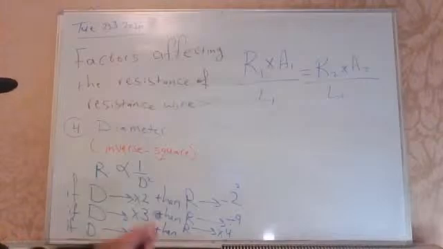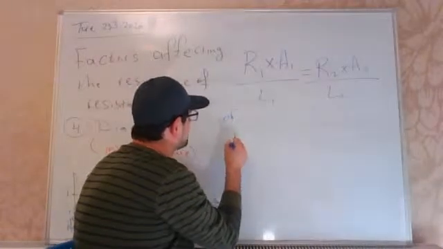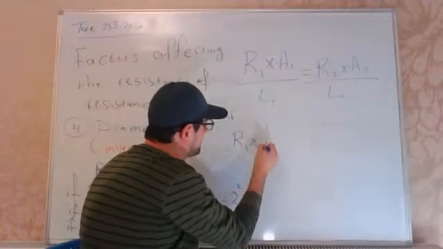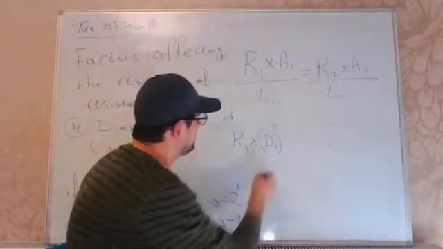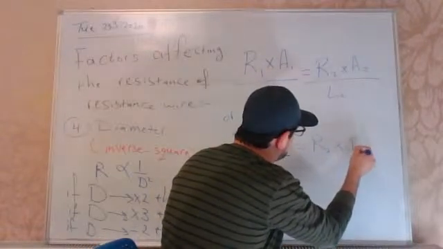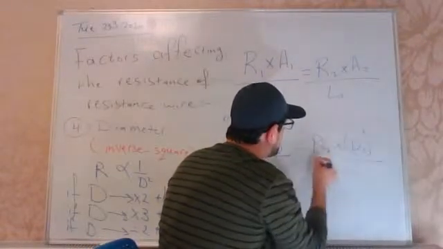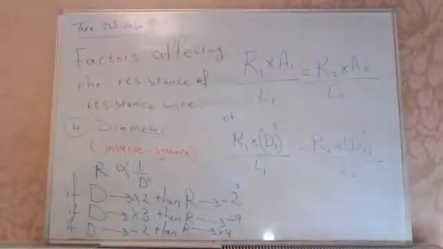What if he gave us the diameter? Then the relation is written like this: the resistance of the first one multiplied by the first diameter squared over length 1 equals R2 times diameter 2 squared over length 2. Let me give you a question.